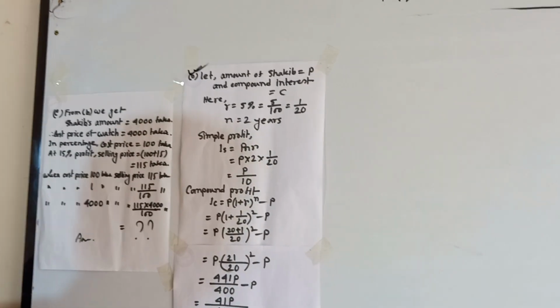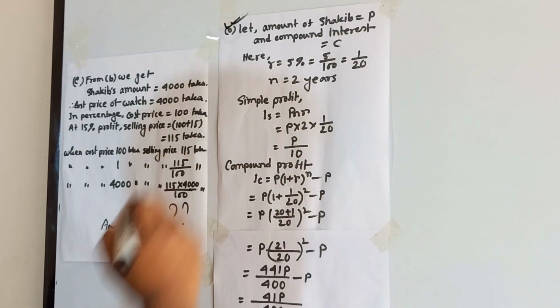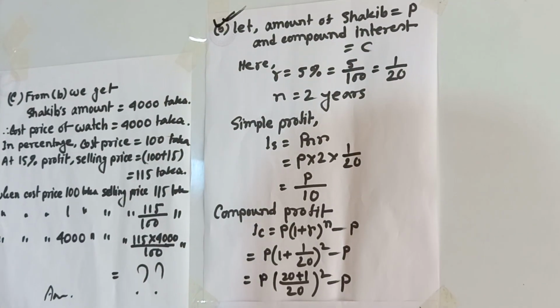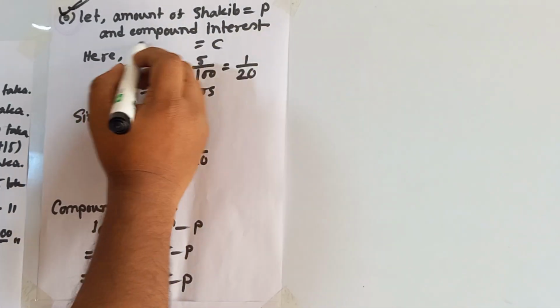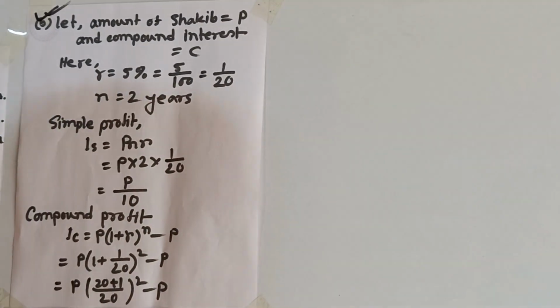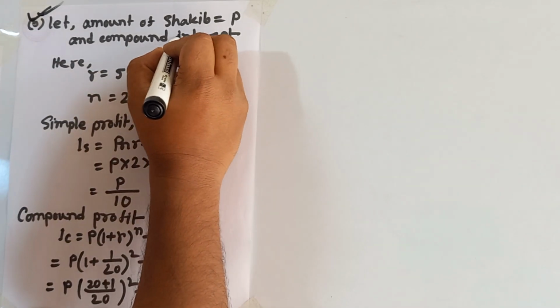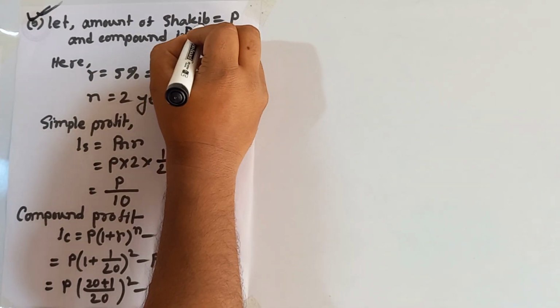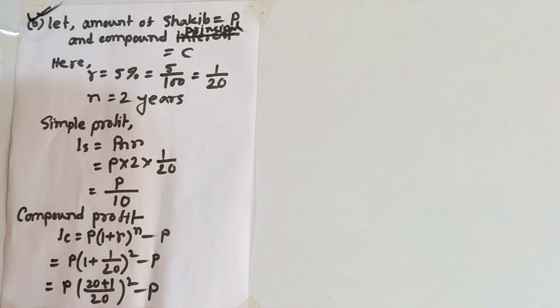This is question number B. Let the amount of Shakib's scholarship be P, because we don't know what the scholarship amount is. Let the compound principal be C.